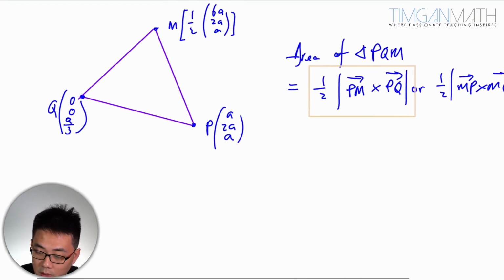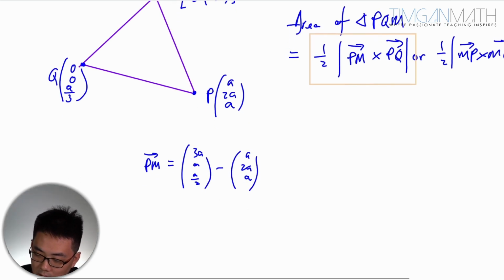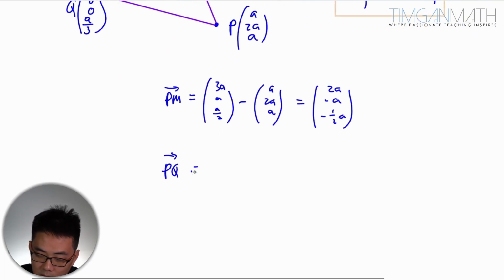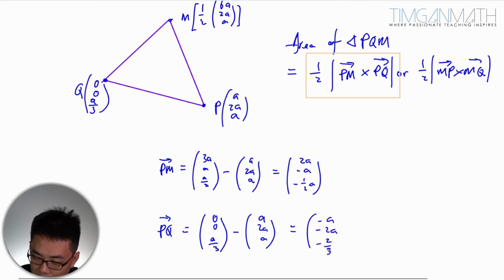So I'm going to find PM and PQ. PM will just be M minus P. So this will just be 3a, a, and half a minus a, 2a, a. That will give us 2a minus a and minus half a, which we already found just now, I believe. Then we have got PQ. PQ would be Q minus P, which is minus a, minus 2a, and minus 2/3 a.